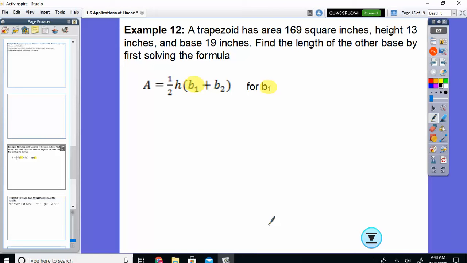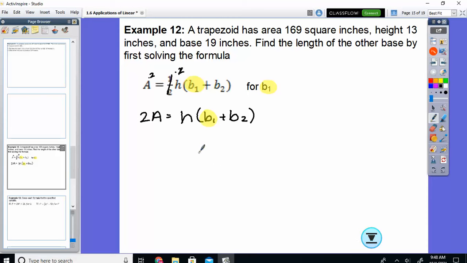First thing I notice in here, I have a fraction. How could I get rid of that 1/2? So multiply each side by 2. So we get a 2a. 1/2 times 2 is 1. Okay, my goal is to get this b by itself. So what would I need to do with my h?